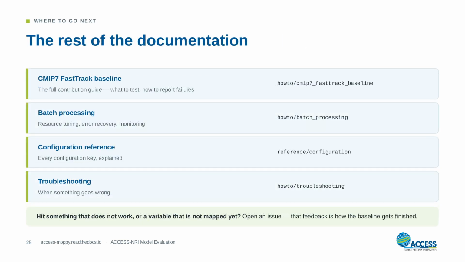That's the quick start. Where to go next? The FastTrack baseline how-to is the full contribution guide, including how to report mapping gaps and failures. The batch processing guide covers resource tuning and error recovery, and the configuration reference documents every single key. All the links are in the description below.